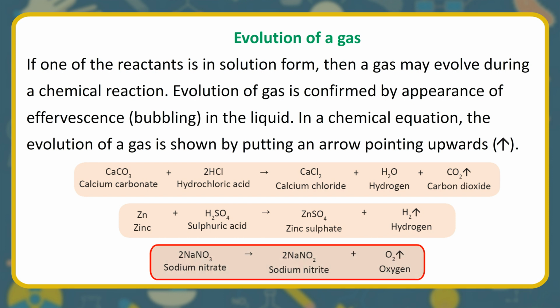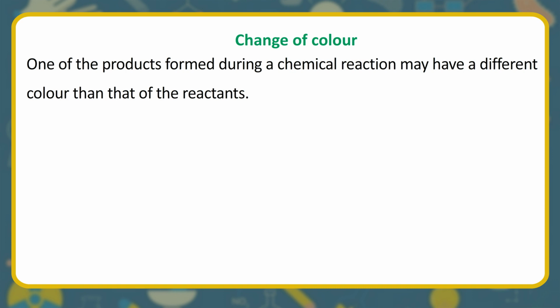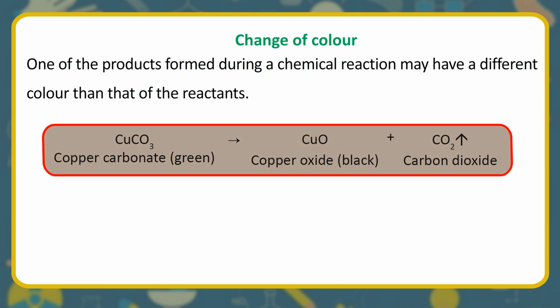2NaNO3, sodium nitrate, gives 2NaNO2, sodium nitrite, plus O2, oxygen. Change of color. One of the products formed during a chemical reaction may have a different color than that of the reactants. CuCO3, copper carbonate, green, gives CuO, copper oxide, black, plus CO2, carbon dioxide.